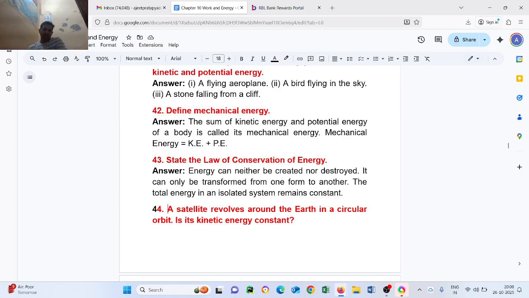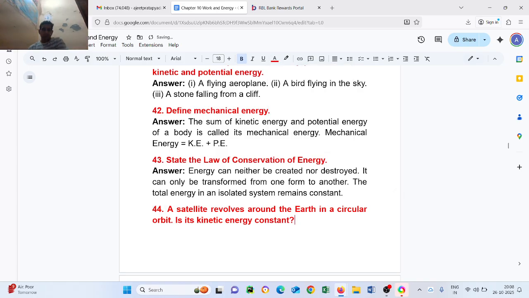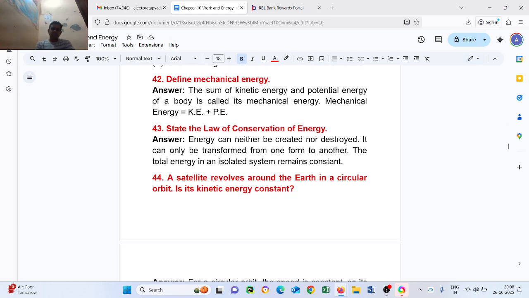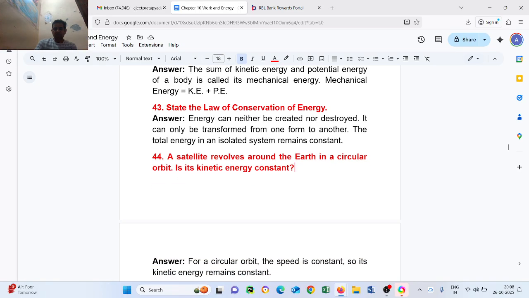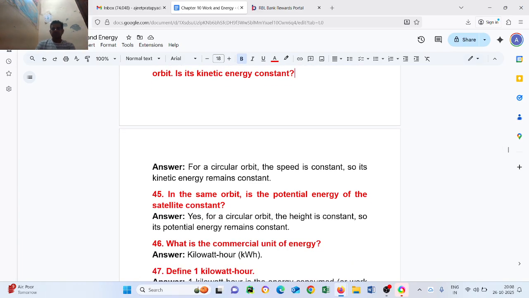Question number 44. A satellite revolves around the Earth in a circular orbit. Is its kinetic energy constant? Answer: for a circular orbit, the speed is constant, so its kinetic energy remains constant.